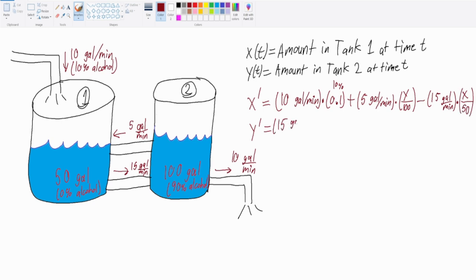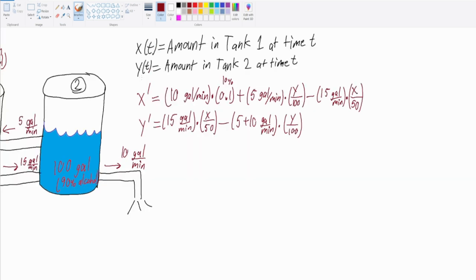And then for tank 2, we input 15 gallons per minute with whatever tank 1's concentration is. And then we output 5 gallons per minute and 10 gallons per minute from two different places, but they're going to have the same concentration. That being whatever tank 2's concentration is. So what we have here is two different diffeqs which are linked together and that depend on each other.